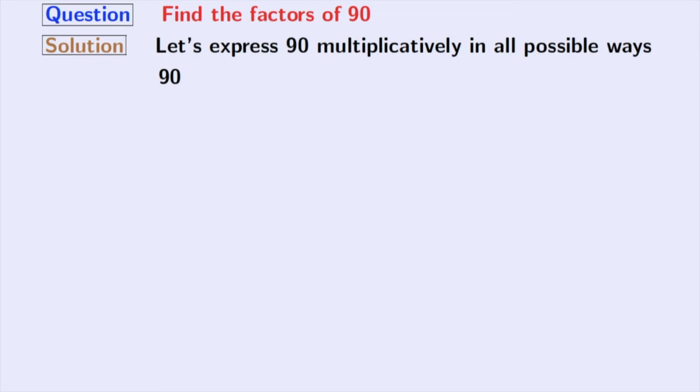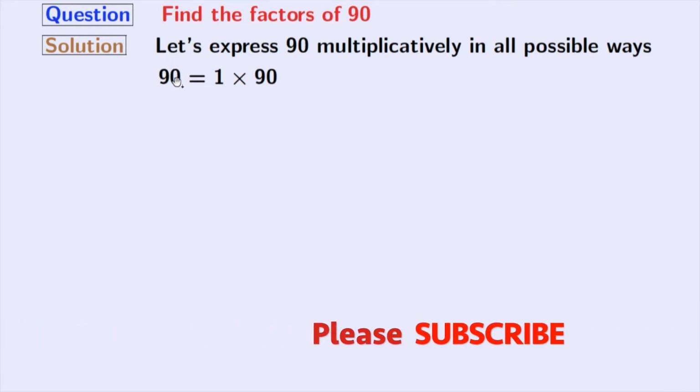Let's start with 1. 90 can be written as 1 times 90. As 90 is an even number, it can be expressed as 2 times 45. Let's try for 3 and we see that 3 times 30 gives us 90.